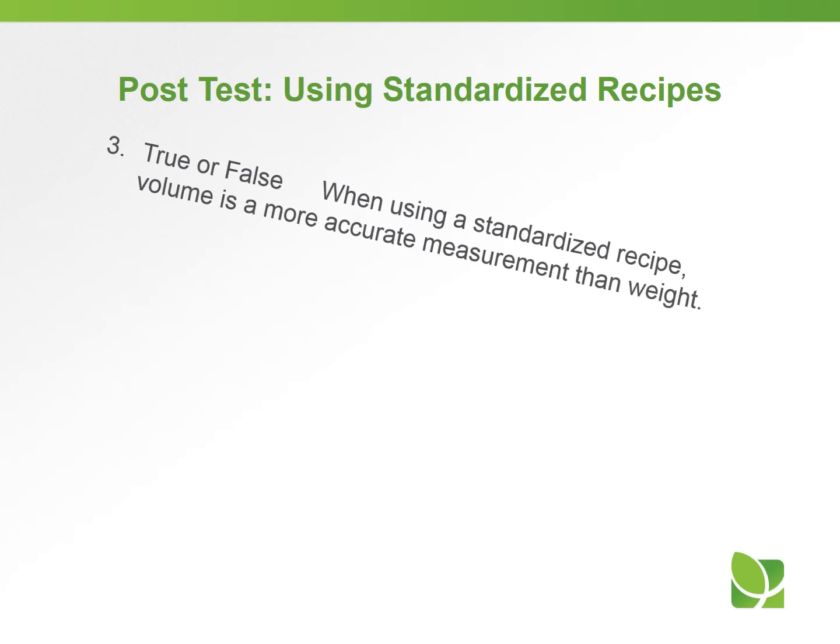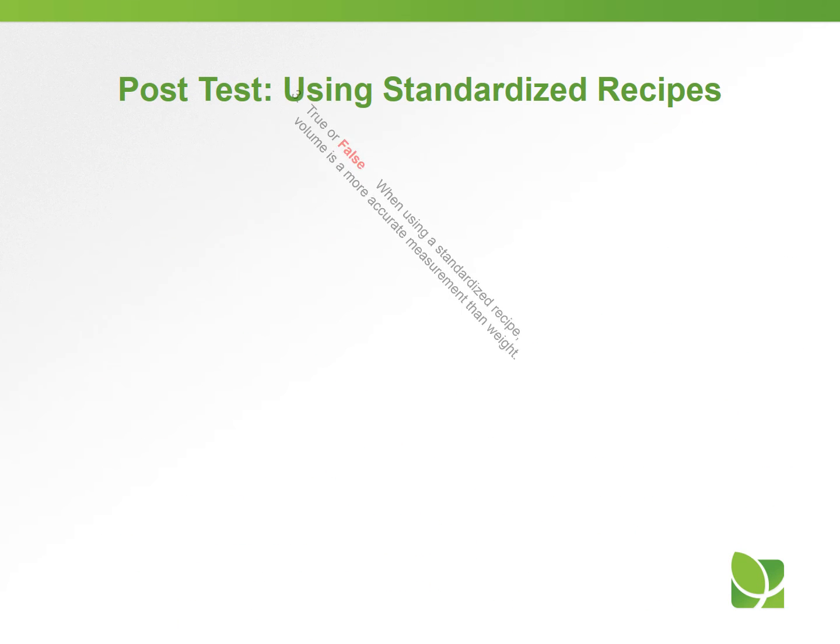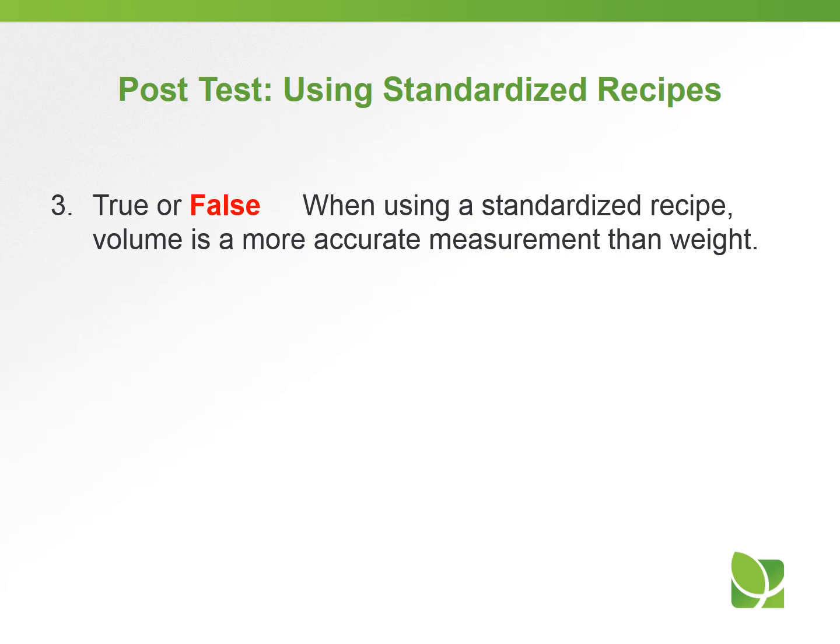Question number 3 is a true or false question. When using a standardized recipe, volume is a more accurate measurement than weight. The answer is false. Remember, in the standardized recipe, weight is a more accurate measurement than volume.